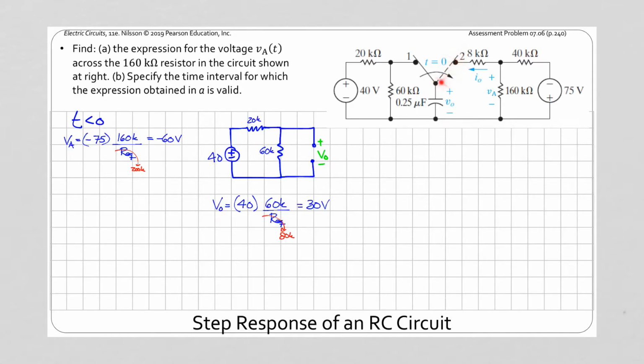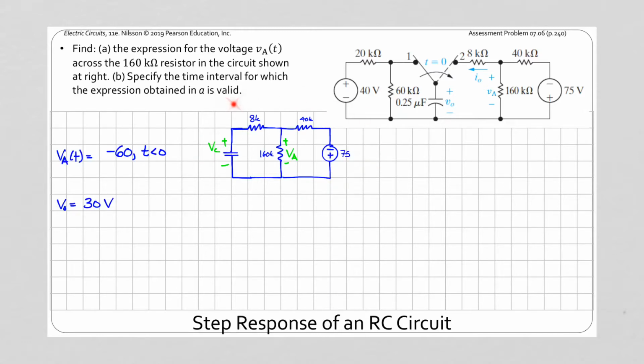So now we'll flip the switch, and we'll find the new voltage across the capacitor, and then we'll use that to find VA. Here's the circuit that we have after the switch has been thrown. We have the capacitor voltage, which starts at 30 volts and will discharge, and we're trying to find that voltage so we can eventually find VA. So if we want to find the capacitor voltage, what we want to do is find the Thevenin equivalent circuit connected to that capacitor. Finding the Thevenin equivalent circuit is going to be finding the open circuit voltage across the terminals where the capacitor is, and then finding the resistance connected to that capacitor.